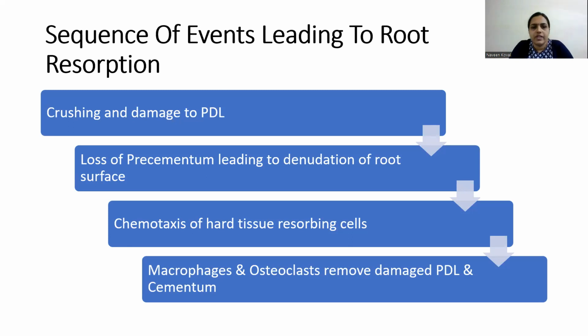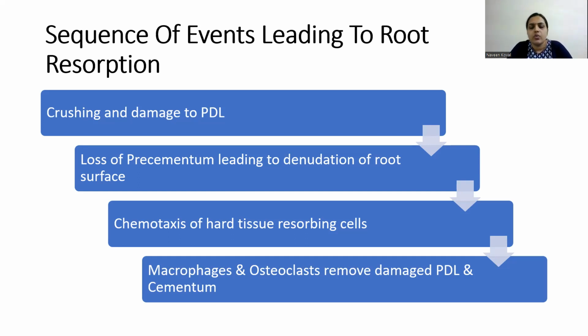Then the sequence of events leading to root resorption. First is crushing or damage to the PDL. It can be due to any traumatic injuries like luxation, subluxation, etc. After this crushing or damage to the PDL, there will be loss of the protective layer like the pre-cementum or pre-dentin layer, leading to denudation of the root surface. Then the third stage is chemotaxis of hard tissue by resorbing cells.